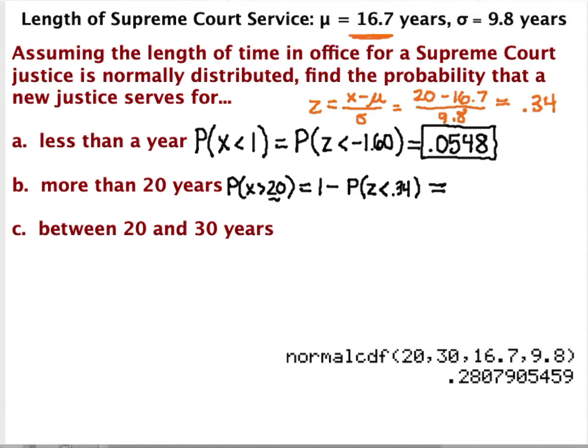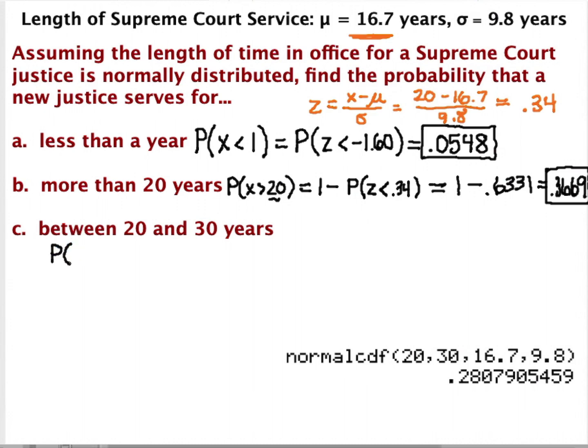On the table, positive 0.34 has a reading of 0.6331. But that would be the probability of serving less than 20 years, so we take the complement and we get 0.3669, so there's about a 37% chance that your brand new justice will be serving for more than 20 years.